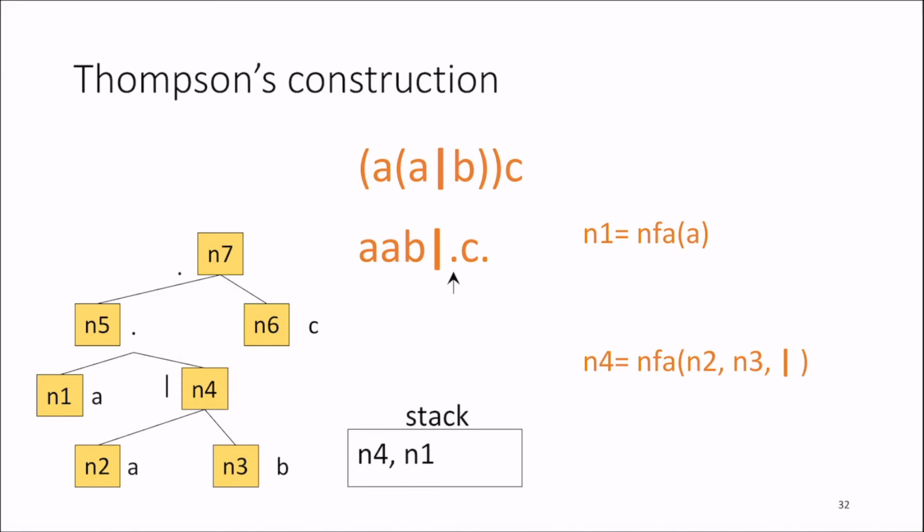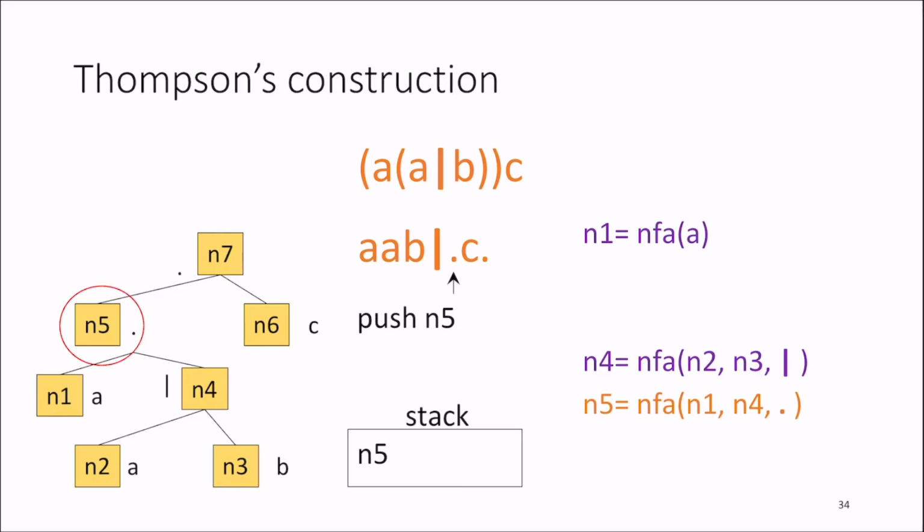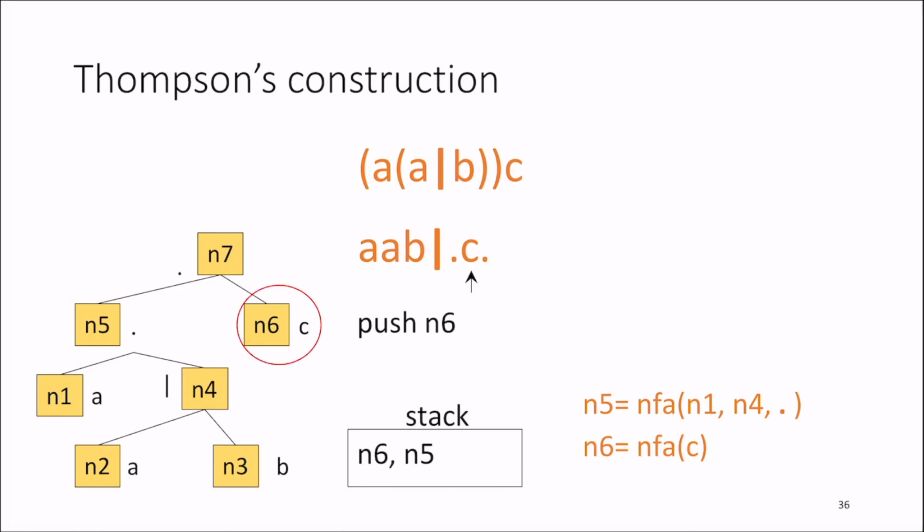The next operator is concatenation. Concatenation also takes 2 arguments, and the 2 arguments that it needs are on the stack. So it pops out N4 and N1 and then combines them using the concatenation rule. So this is the Thompson rule that applies concatenation to N1 and N4 and creates a new NFA N5, which then gets pushed onto the stack. So the top of the stack is N5 now. And then the next step is to read the C. This is, again, a simple NFA just for the symbol C. It gets pushed onto the stack as well.